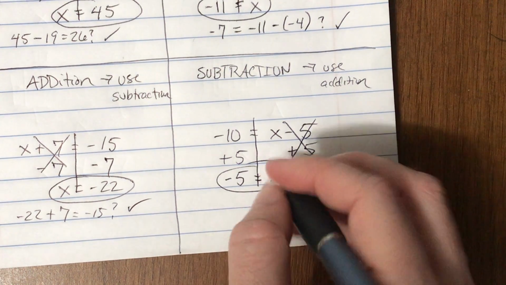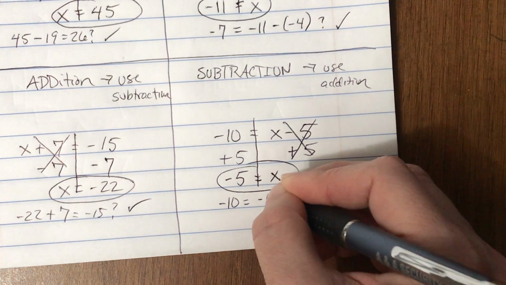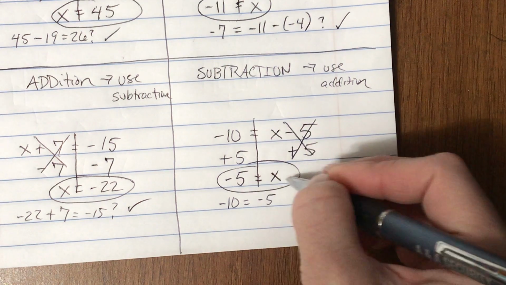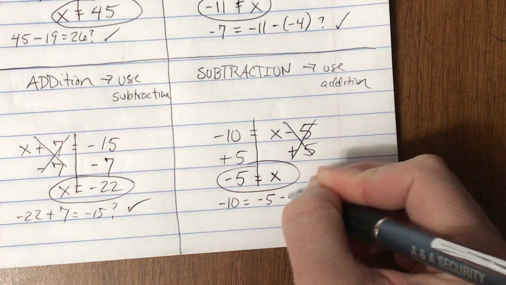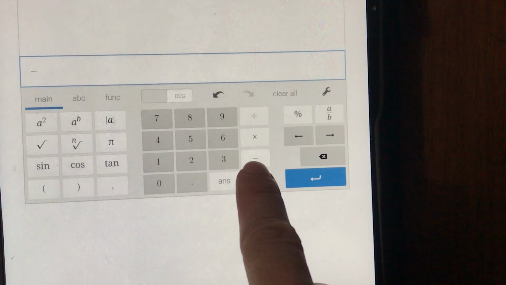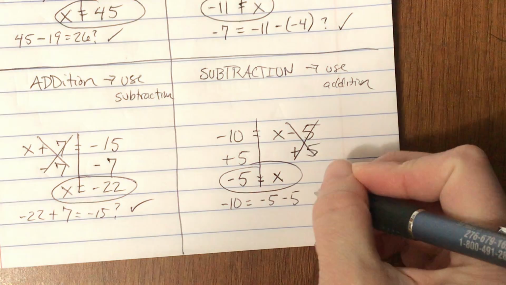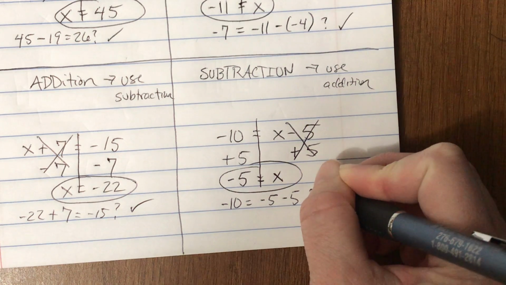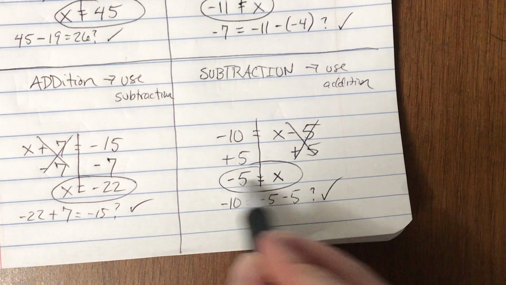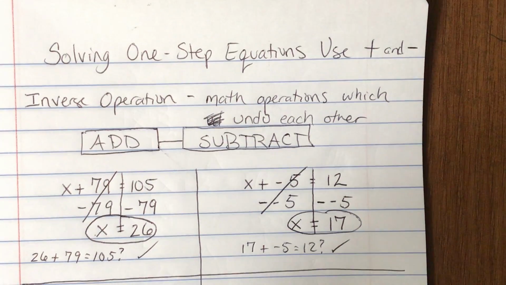And so our goal is to ask ourselves, is it true then that negative 10, again, I'm just rewriting this first line here, is it true that negative 10 is equal to negative 5 minus 5? And if you type in your calculator, remember using the minus sign as a negative, negative 5 minus 5, you do get negative 10. And so that worked out. Now, if you don't get the right answer, then of course you need to go back and check, but your final answer here should have been x is equal to negative 22 and x is equal to negative 5. And that is how you solve one-step equations using addition and subtraction in order to solve.